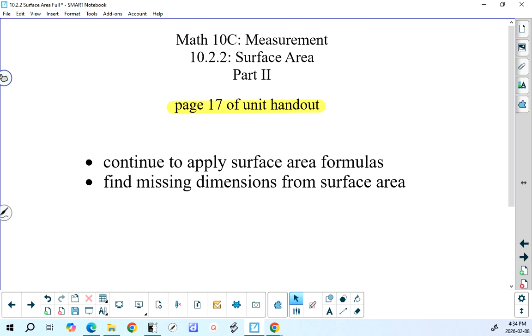We're looking today at part 2 of section 2.2, dealing with surface area. This can be found on page 17 of your unit handout. What's going to be different today is that yesterday we solved problems where you were given all of the dimensions of the objects and asked to determine the surface area. Now you're going to be solving problems where you know the surface area and have to work backwards to find some missing dimension.